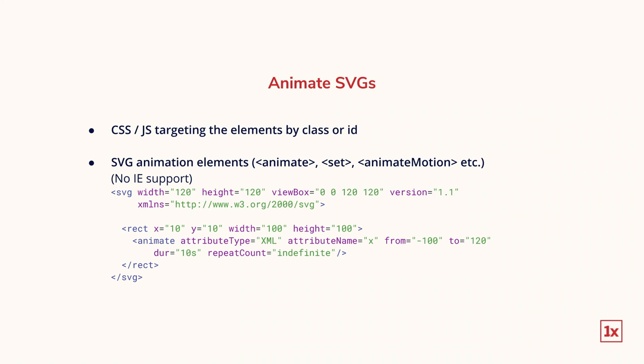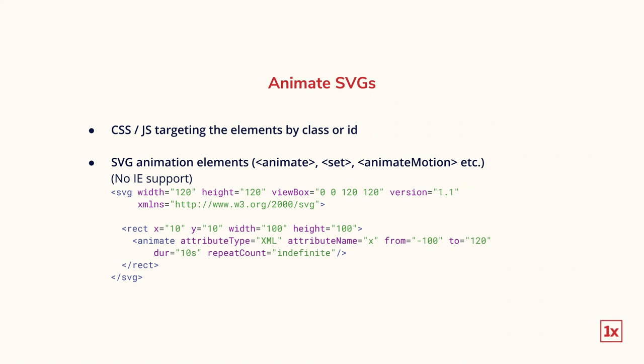So we can also animate SVG elements. There are different ways to achieve that. One is that we are just targeting the elements by classes or IDs, and then we are manipulating them with CSS or JavaScript. The other option is to use the SVG animation elements, for example, animate or set, and there are also several other ones. The disadvantage of this is that they are not supported in Internet Explorer, so it depends. If in your project you have to support Internet Explorer, then you can bridge this gap using CSS and JavaScript. With JavaScript, of course, you can manipulate every attribute of the SVGs.